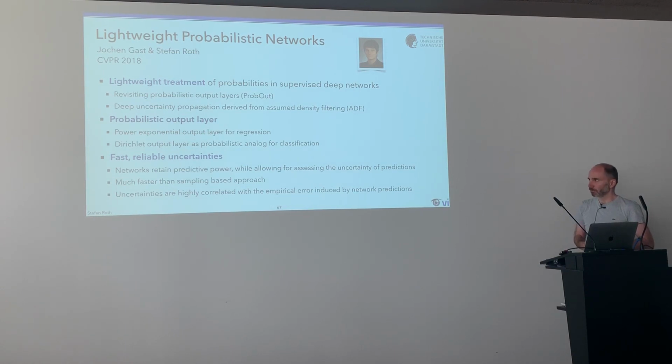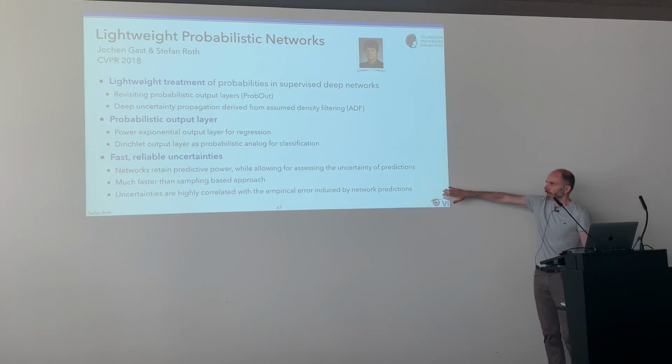So we get fast and reliable uncertainty, yet we retain the predictive power, which is always important, I think, and it's faster than a sampling-based approach. We only need to do one forward pass through the network, maximum about a 3 times slowdown, but still fairly little, and we get a very high correlation between the empirical error induced by the network predictions.